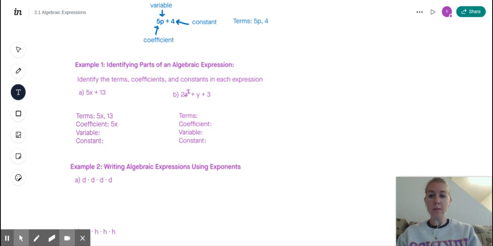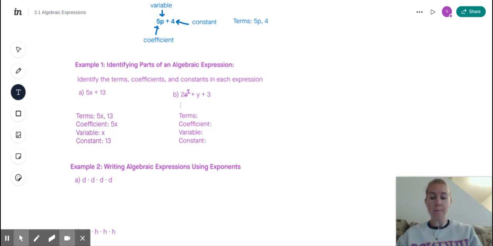Now the variable, remember, that's any symbol in the algebraic expression, and that's usually going to be letters. So the only symbol I see is x. And the constant, that's any number without a variable, in this case, 13. Okay, so that's all we need to do for that problem.